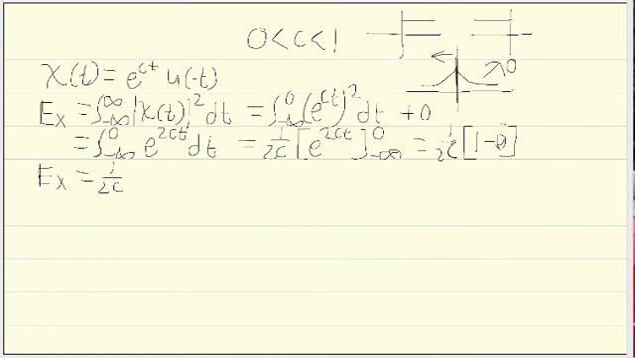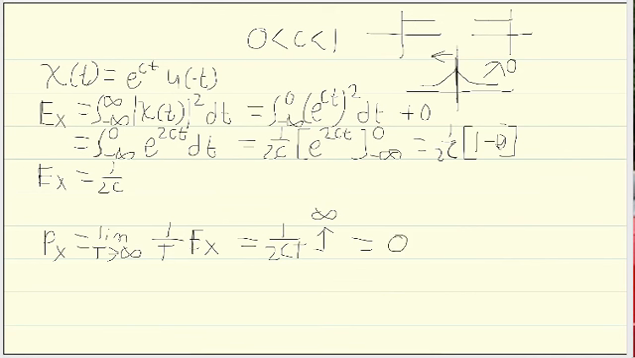Power is defined as the limit as big T approaches infinity of 1 over T times the energy we get. Now, because our energy is finite, this is a big flag. Anytime you find that energy is finite, power will always be 0. Because as we do here, we just substitute what we've solved for the energy, 1 over 2c, and this T is going to infinity. So we can observe that this is just going to equal 0.